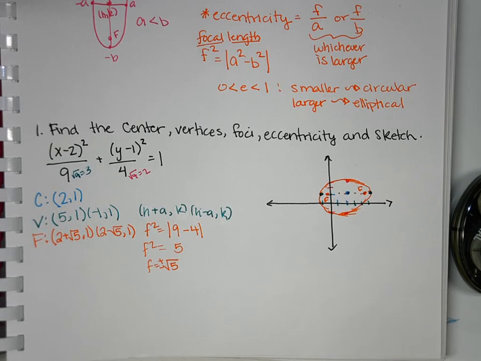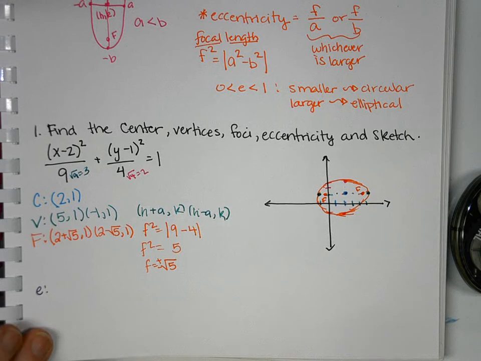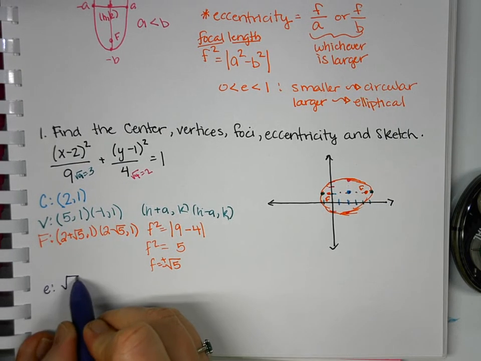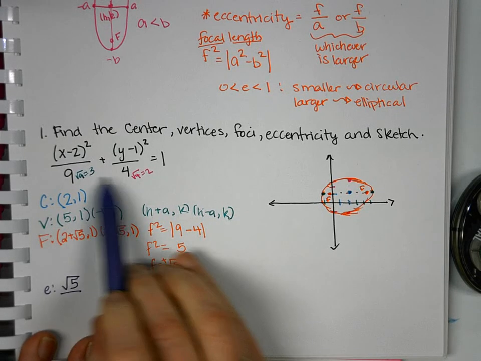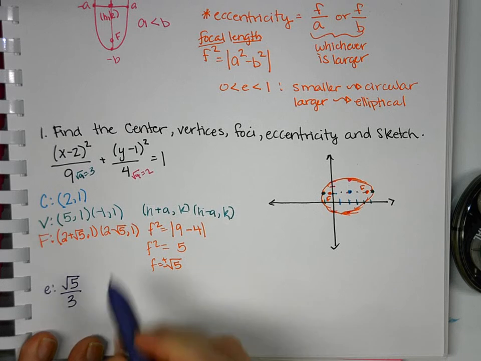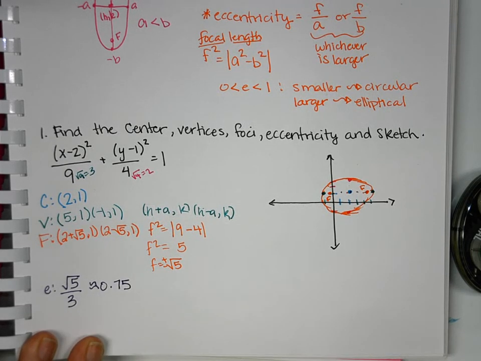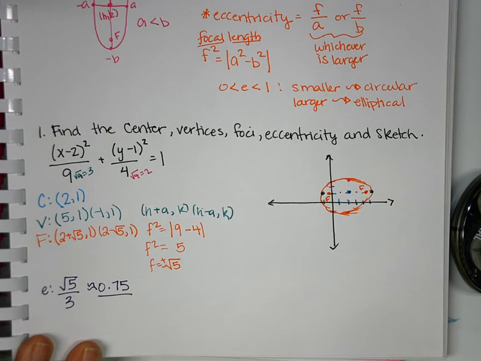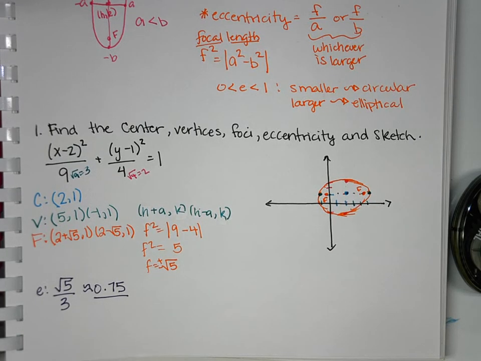And then the last thing it asked for was the eccentricity, which is f over a. So here f we'll say is root 5, over, now which one was larger, 3 or 2? 3, which is about 0.75 when you actually do the division. So this is closer to 1. Because it's a little bit closer to 1 than it is to 0, it's going to look a little more oval than circle.